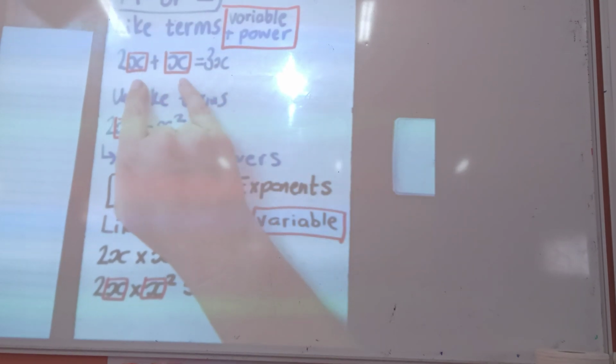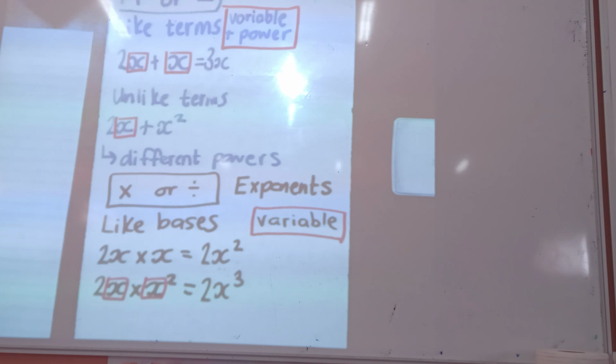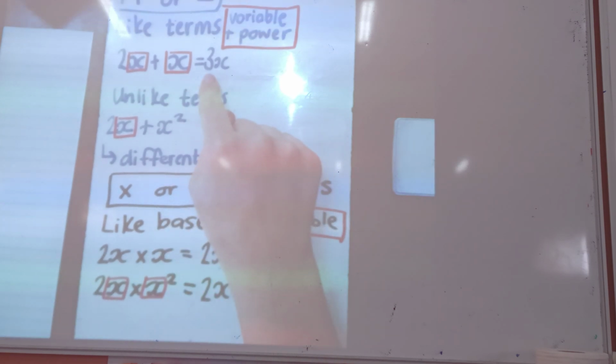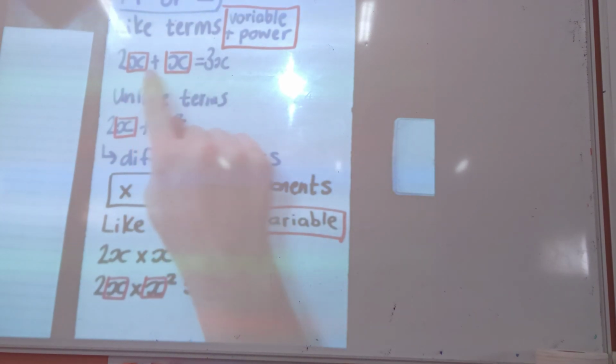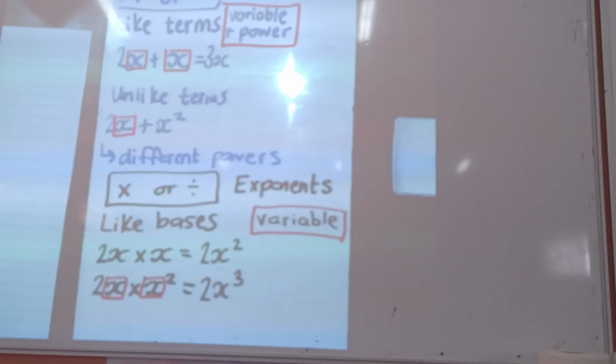Here I added together everything that was exactly the same. How many x's did I have? 3. See that? 2 x's and 1 x, I just have 3 x's. So I didn't do exponents because I wasn't multiplying or dividing. Do you remember this at all? Yes. Good.